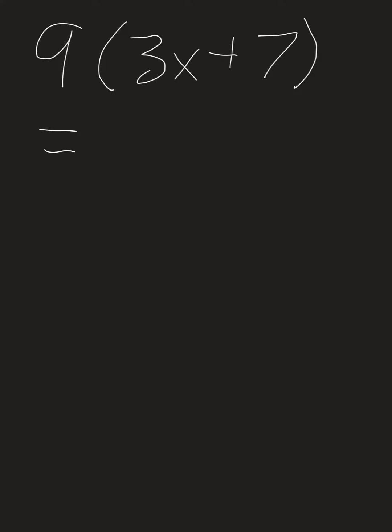Azalea, do you know how to expand the product? No. Okay, so this is called the distributive rule. We're going to apply the first thing to the first term and then the same thing to the next term. So this is going to be the distribution rule: 9 times 3x plus 9 times 7.